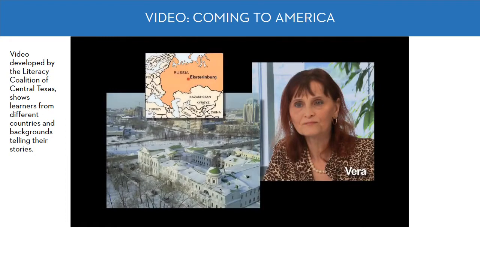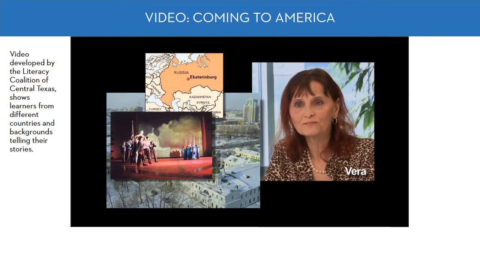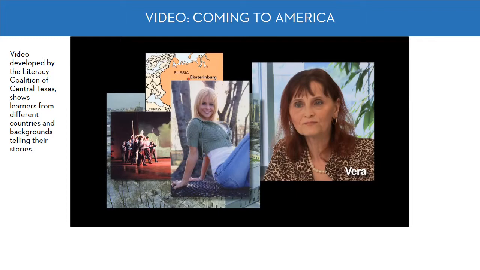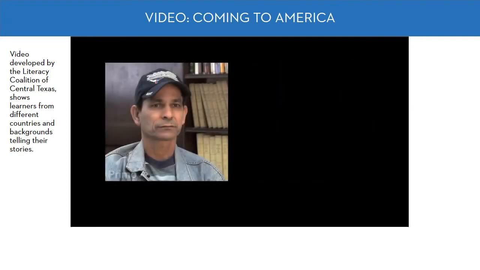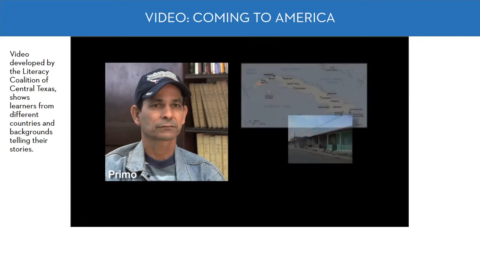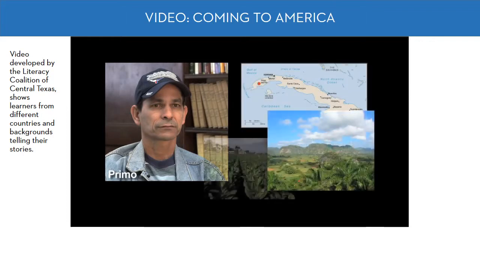Vera is from Ekaterinburg, Russia. Vera was a television and theater producer in Russia, where she earned 2 degrees in the arts. She gave up her career in her homeland to provide a better life for her daughter, who now works as a model in Dallas. Primo, 47, is from Pinar del Rio, Cuba, situated in a region of mountain ranges and tobacco fields. Primo taught mathematics and physics in Cuba before moving to the U.S. with his family. He's studying English and hopes to one day teach again.